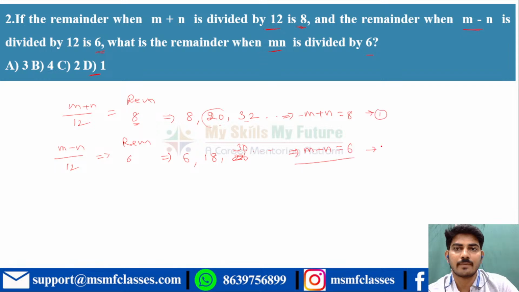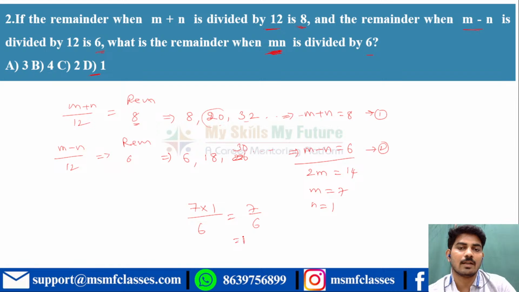If I assume this was equation 1 and this was equation 2, and I simplify, 2m will be equal to 14, so m value I'll get as 7, and n value will be equal to 1. Why? Because if I substitute in this equation, I get n as 1. What I need to find is the value of m into n. So 7 into 1 when divided by 6, what is the remainder? 7 divided by 6 gives a remainder of 1, which is exactly correct.